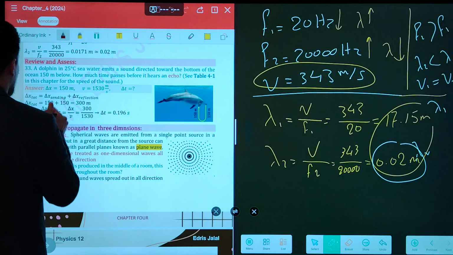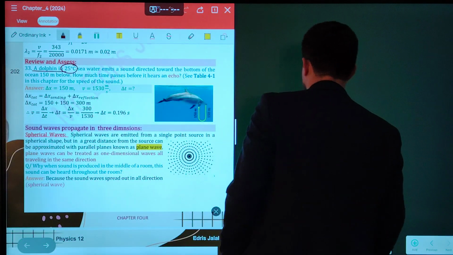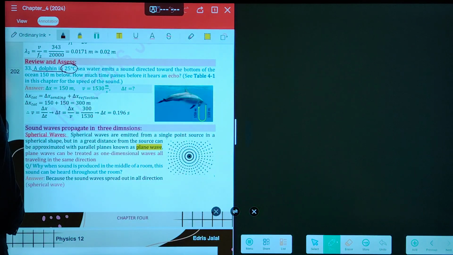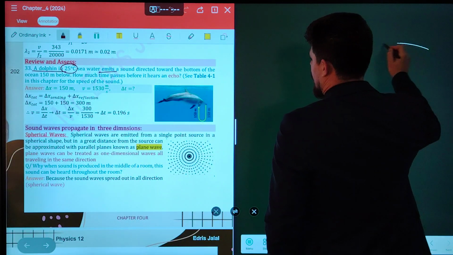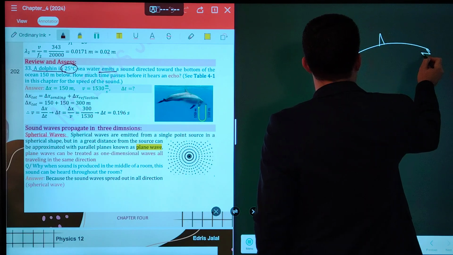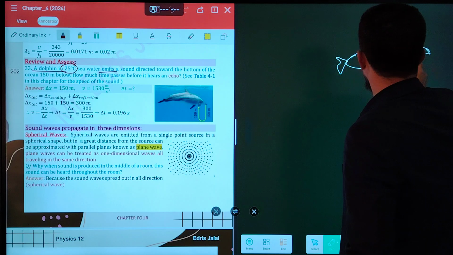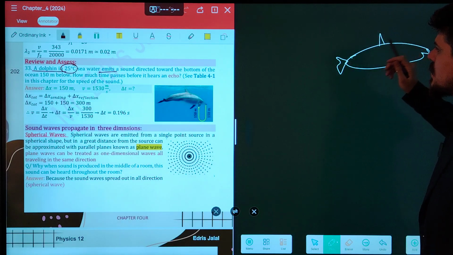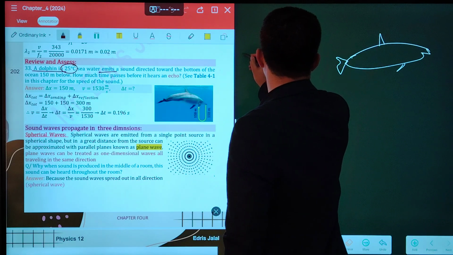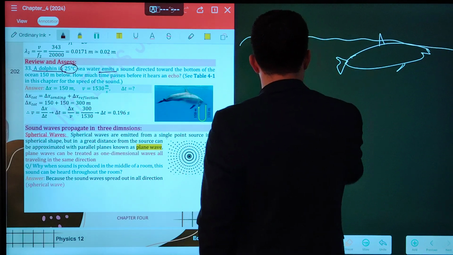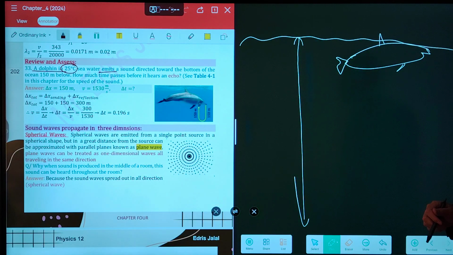Question 33. A dolphin in 25 Celsius. Guys, look at this question. It's a very good question. A dolphin in 25 Celsius seawater emits a sound. Assume this is the dolphin. It emits a sound directed toward the bottom of the ocean. This is the ocean, and this is the bottom of the ocean. The bottom of the ocean is 150 meters below.